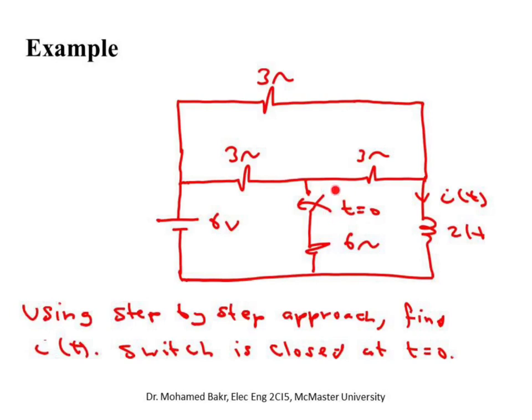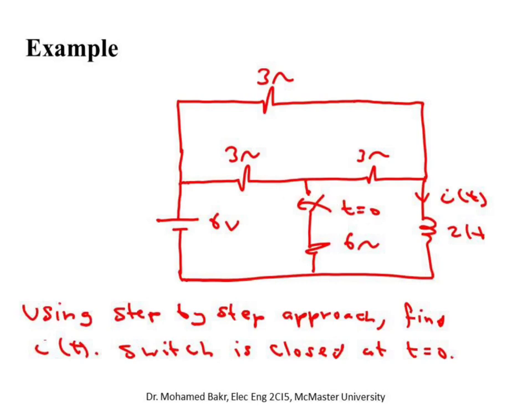Before time t equal to 0, this switch was opened. Okay, and at time t equal to 0, this switch got closed. So before time 0, the circuit was already at steady state. So you have this inductor here short circuit, and then we can find what we call I of 0 minus, the current that was flowing in the inductor just before this switch was closed.